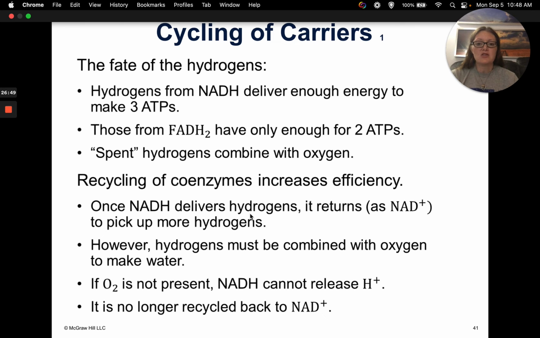Once NADH delivers its hydrogens, it returns as NAD+ to pick up more hydrogen. So it will go back to those previous steps, the glycolysis and the Krebs cycle, in order to pick up more hydrogens, and then it can do it again. However, hydrogens must be combined with oxygen to make water. If oxygen is not present, NADH cannot release that hydrogen ion, and it is no longer recycled back. So it has to have the oxygen present in order to pick up those extra hydrogens, and if there is no oxygen present, then it cannot be changed back to NAD+.